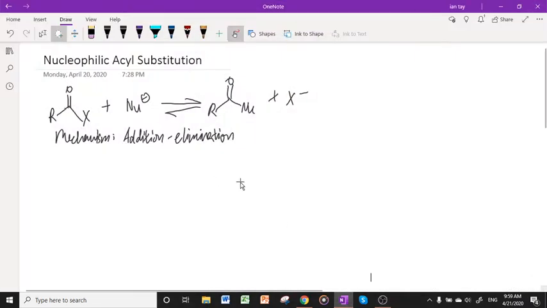Hello, so welcome back. Today I'll be talking about nucleophilic acyl substitution, which is characterized by this kind of reaction whereby we have a carboxylic acid derivative and there is a substitution of this group directly connected to the carboxyl carbon. So the mechanism for such a substitution is called the addition-elimination mechanism.